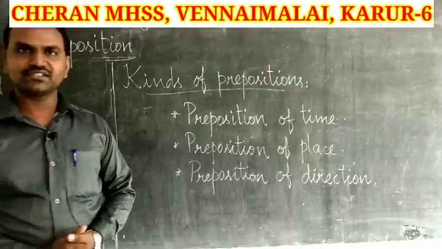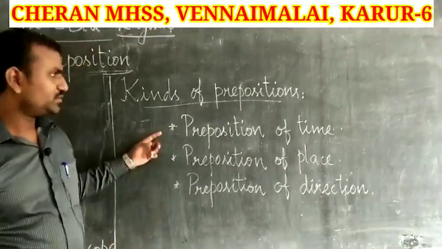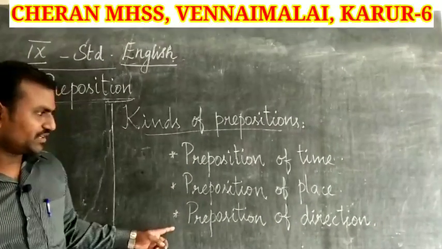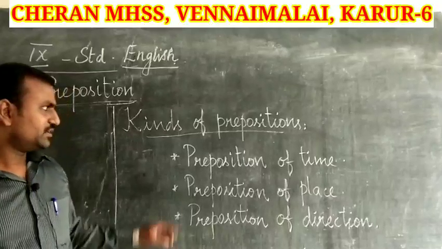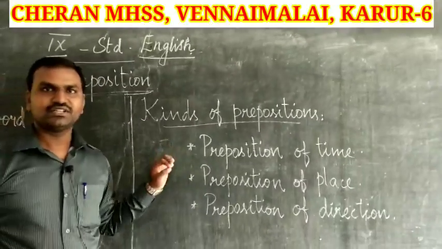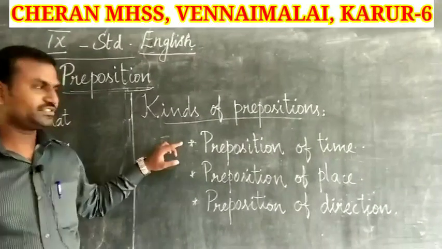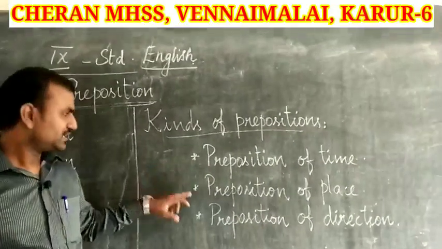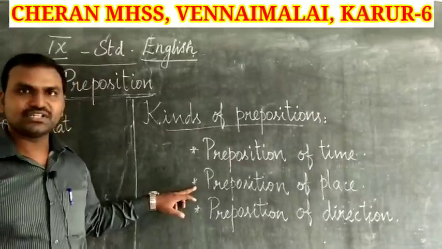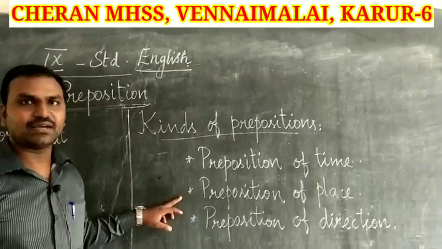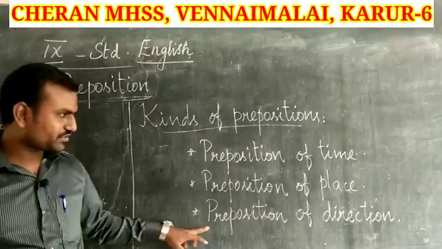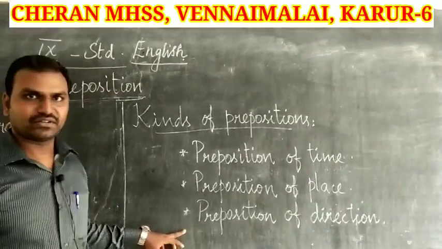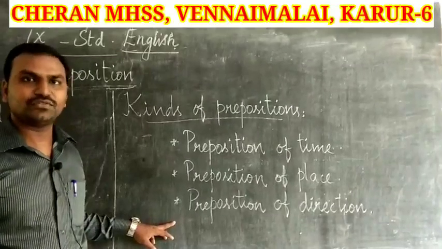There are three kinds of prepositions. One, preposition of time. Number two, preposition of place. Number three, preposition of direction. Preposition of time shows the time in a sentence when an action happened or happens. Preposition of place shows where the event or action happened or happens. The third type, preposition of direction, shows in which direction that particular object or person is moving.